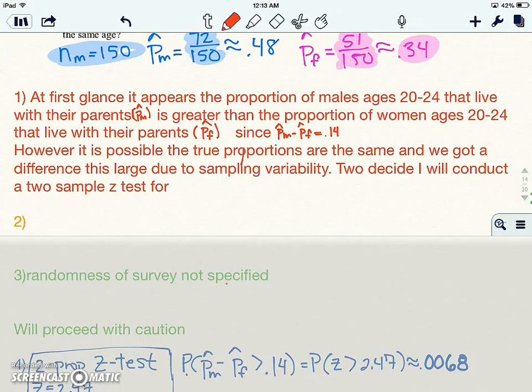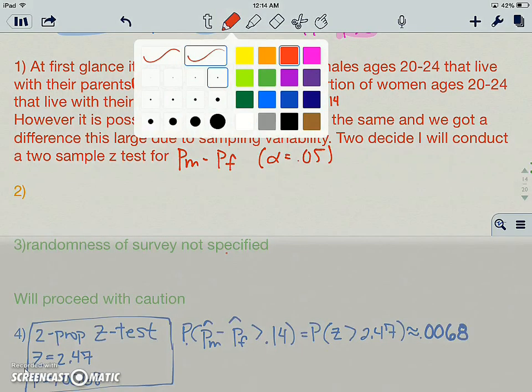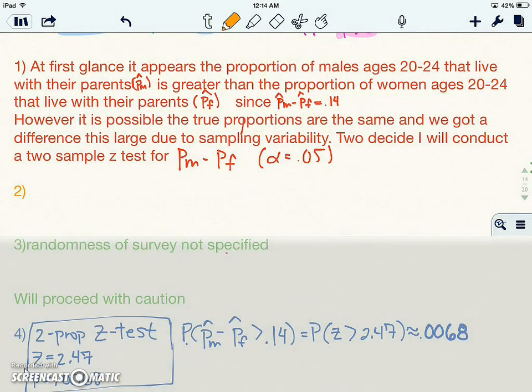To decide, we'll conduct a 2-sample z-test for the true proportion of males minus the true proportion of females at an alpha level of 0.05. Now I need to state my hypotheses. My null hypothesis is that the true proportion of males minus the true proportion of females is equal to 0. They're actually the same.